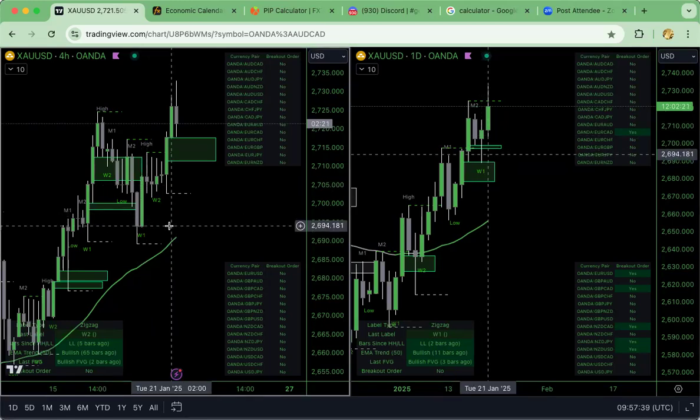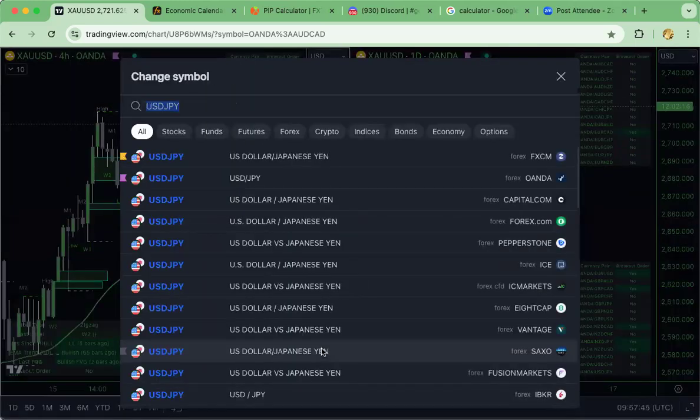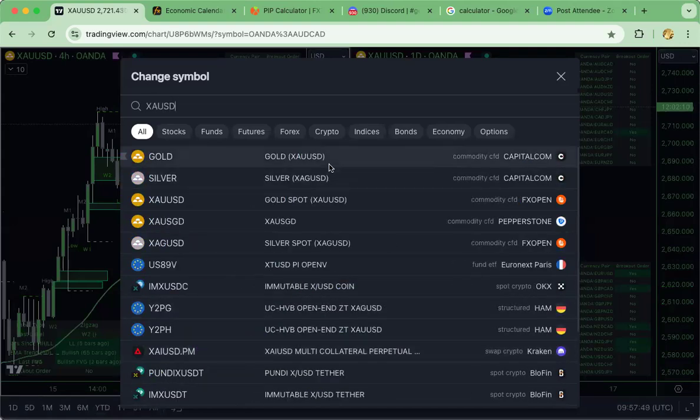So if we actually added gold to this setup, I just want to show you here just so it's not confusing for everyone. I'll just get rid of USD JPY and just add XAU USD. Where are we?